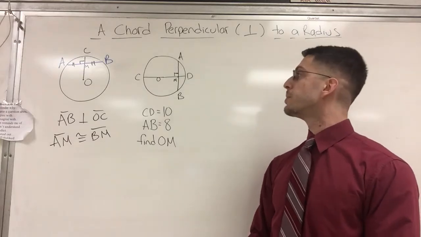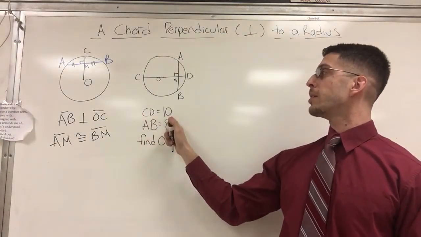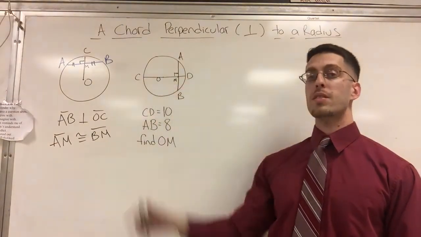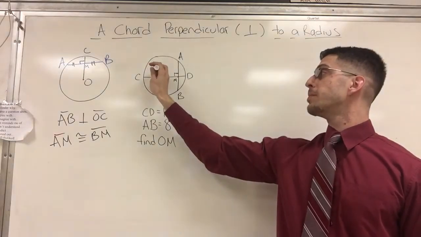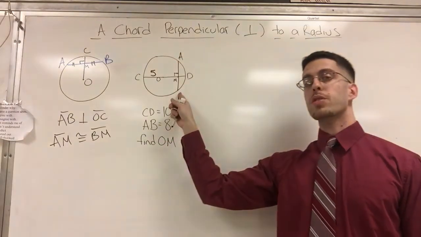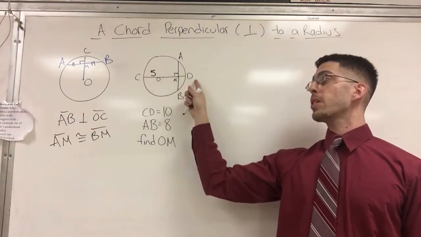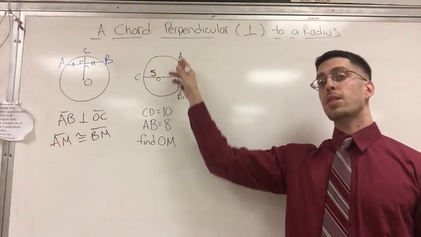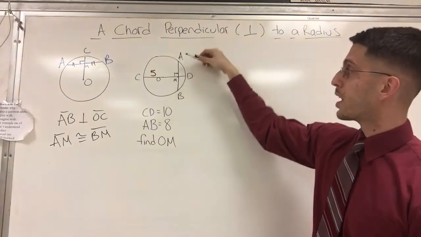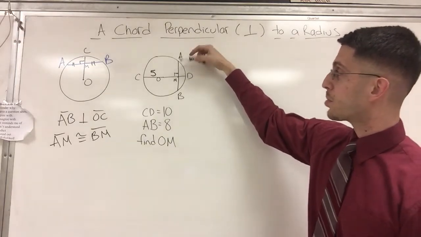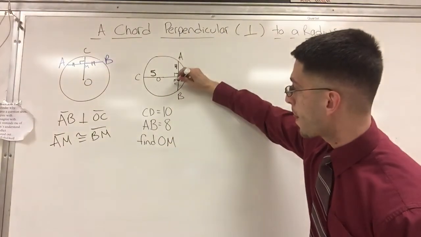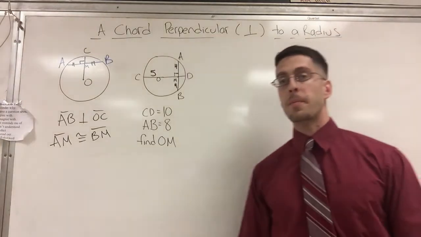So what did we just learn? Let's see. CD is 10. So from here to here is 10. That's a diameter. Guess what the radius is? 5. Radius is half of the diameter. AB is 8. But what did we just learn? If this is perpendicular to this, then I bisected the chord. So if the whole chord AB is 8, then this piece from A to M has to be 4. Okay, you got 4 for A to M and 4 for B to M.